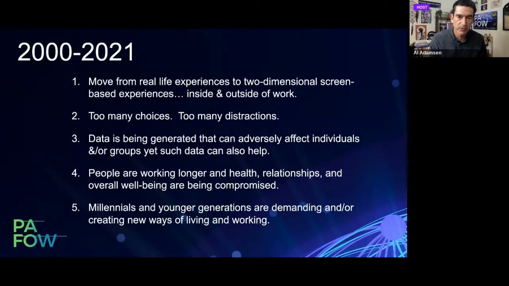There's also this case that has arisen that we have so many choices of apps and information sources. We also have too many distractions, arguably, with notifications and things like that. The data is being generated. It not only is good, but it can adversely affect individuals and groups, and that's shown to be true. So as we create these employee experience platforms, again, thinking about the ethics and responsible use is going to be key. People are working longer, and health, relationships, and overall well-being are being compromised. Particularly now, we had this little period where younger people entering the workforce are putting boundaries on their time at work, which is a good thing.